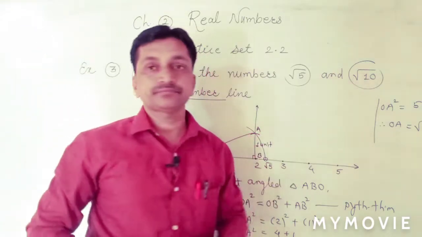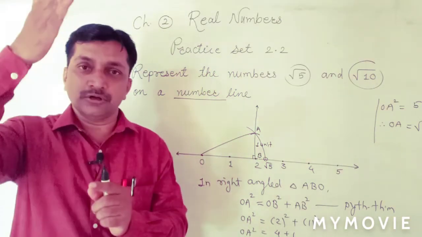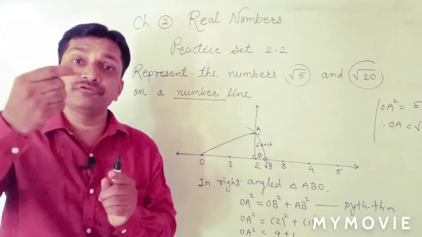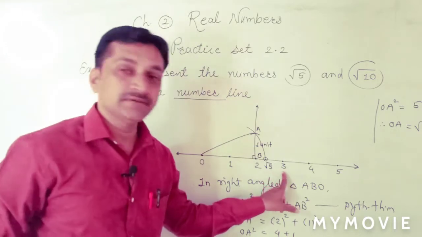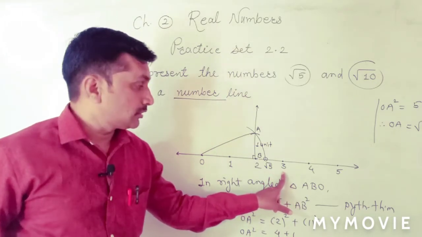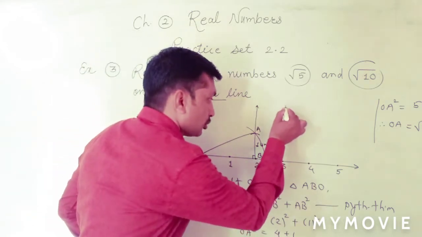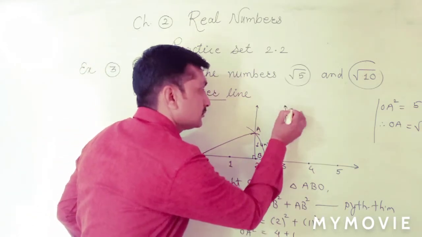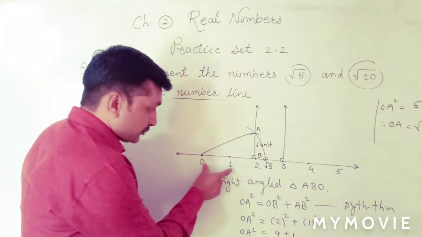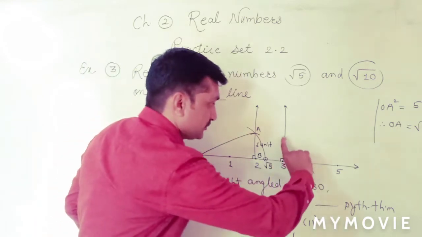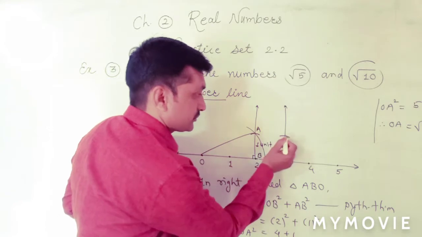Similarly root 10. Now if you want square root of 10, draw a perpendicular line on square root of 9. Square root of 9 means 3. Correct? Same as this, we have to draw a perpendicular on 3. This is the perpendicular. Now how many units? 1 unit. The same distance, from here to here, draw an arc. This height is the same, 1 unit.